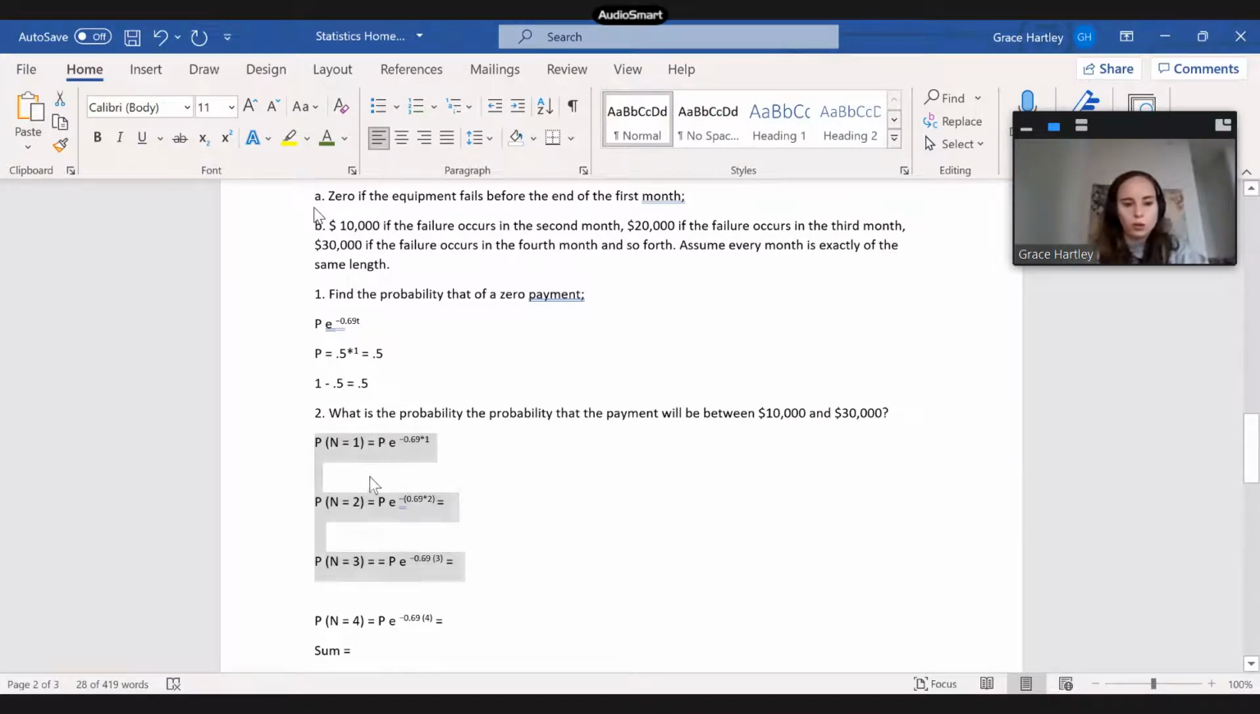But how do you calculate, for example, the second one, n equals 2? By the way, it means the third month. n equals 2 means the third month.